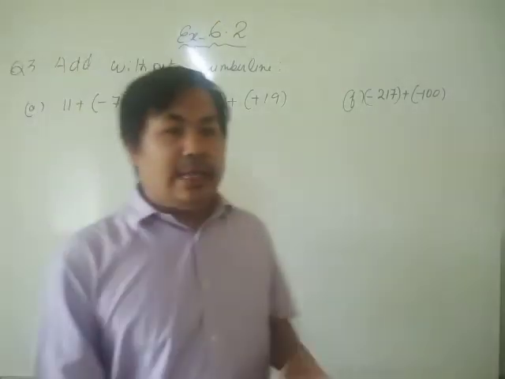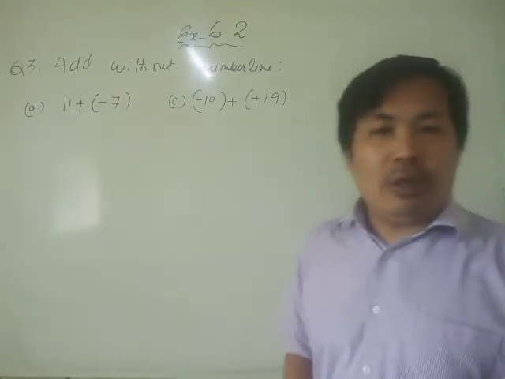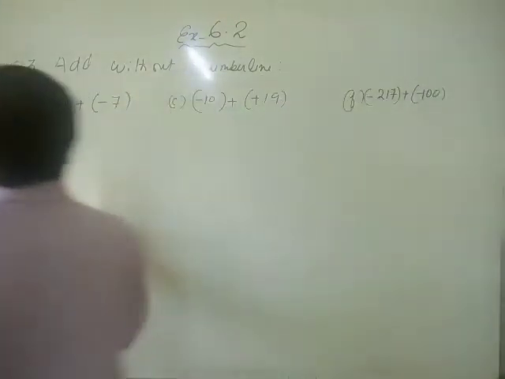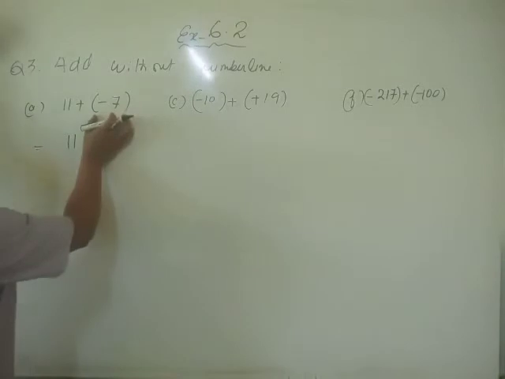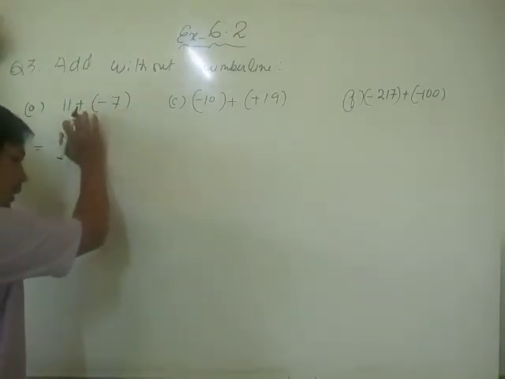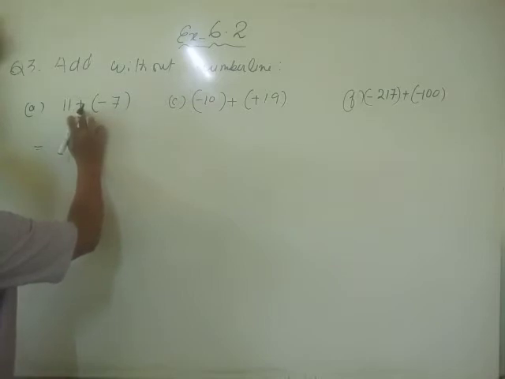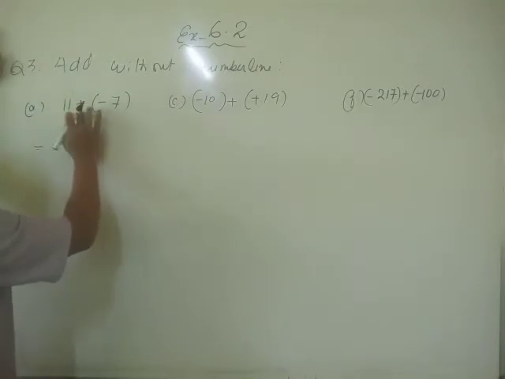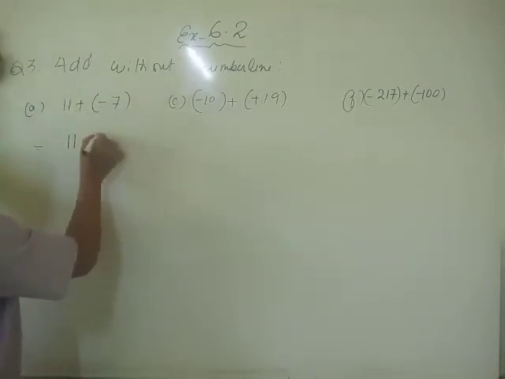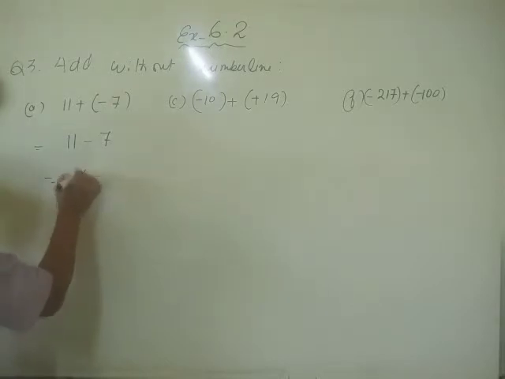My dear friend, now we are going to add the integers without the number line. Here we have to understand some more rules of adding integers. Now you see here, 11 is adding with minus 7. In the bracket there is minus and outside it is plus. So the signs are different. If one is plus and one is minus, then we will take only minus, minus 7. Then 11 minus 7, that is 4 is the answer. Okay, clear.